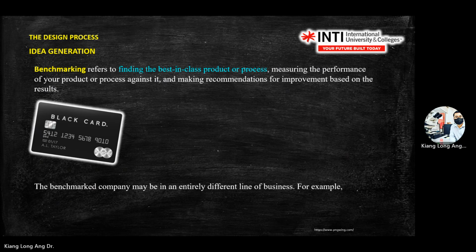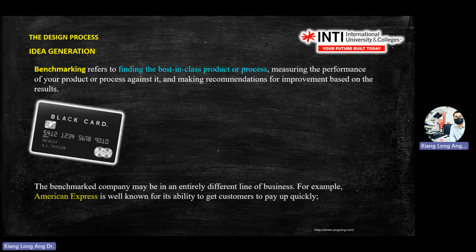Okay, what is convenient when they buy things? Fast, the word is fast. So for American Express, they are known for paying very fast. Means no limit and so on. Means they can pay with ease.